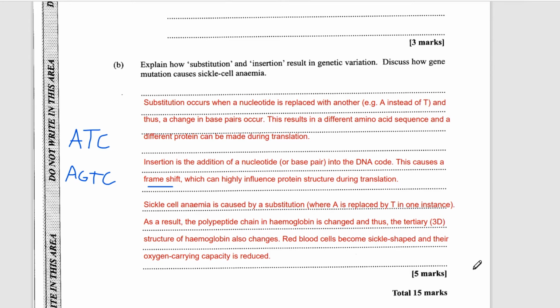So what you want to do is explain what is substitution, explain what is insertion, state how sickle cell anemia occurs, how it affects protein shape, and also how it affects protein function.